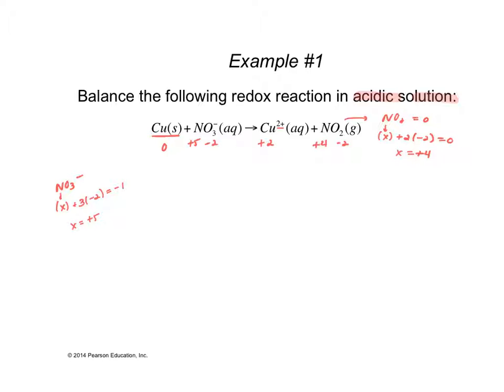Okay, so now once I've done that, I need to identify who has been oxidized and who has been reduced. So copper goes from a 0 to a plus 2. We see an increase in oxidation state. Again, the only way to go from a 0 to a plus 2 is to lose electrons. And most importantly, we have lost 2 electrons. Okay, so this is our oxidation.